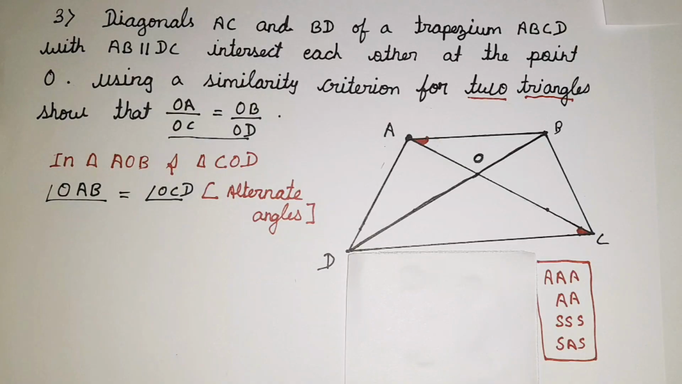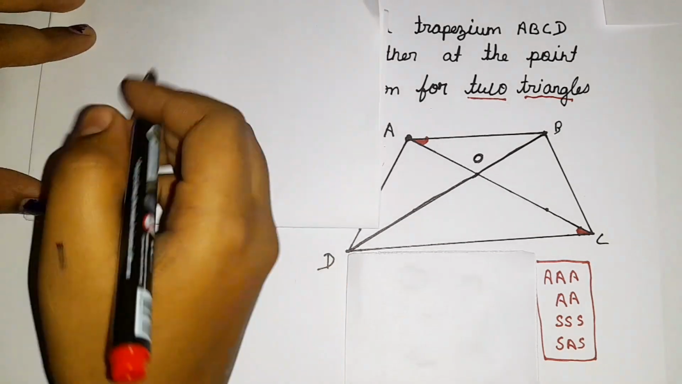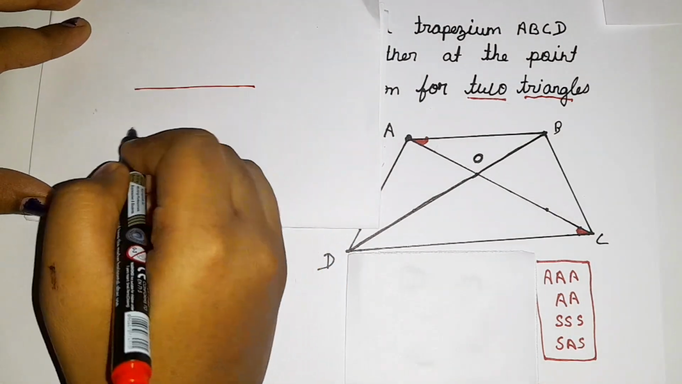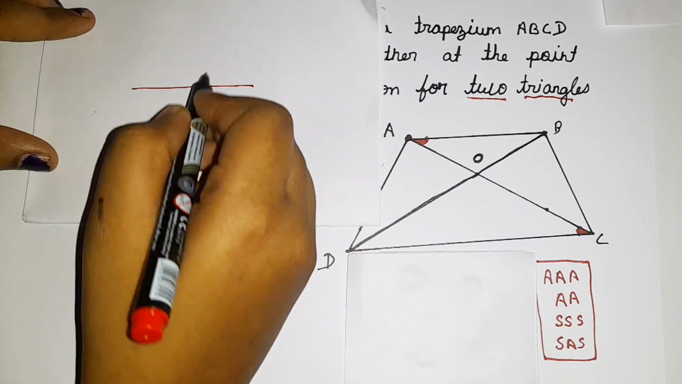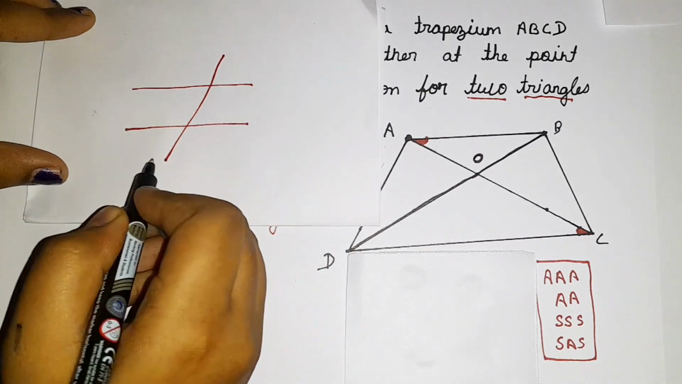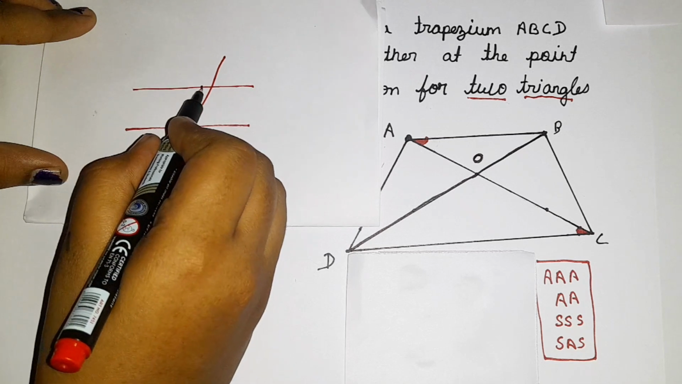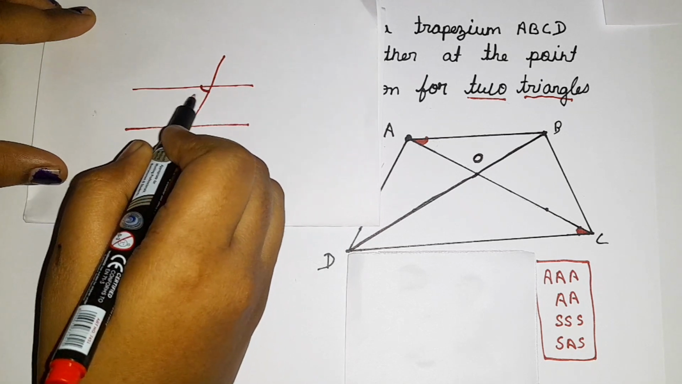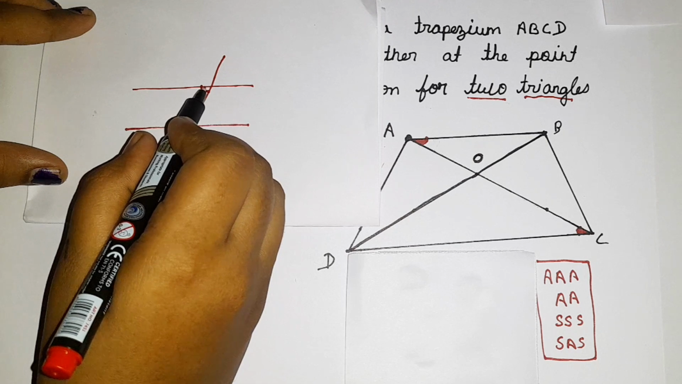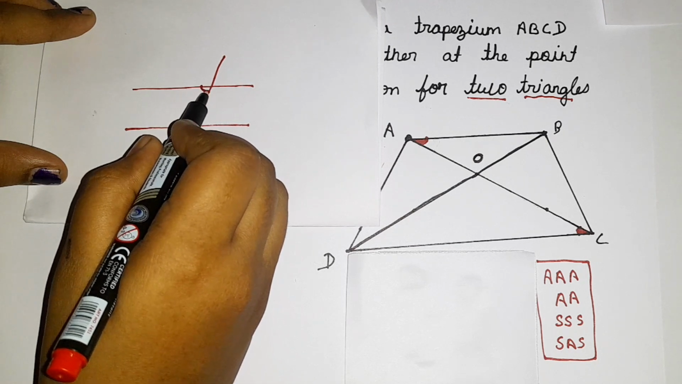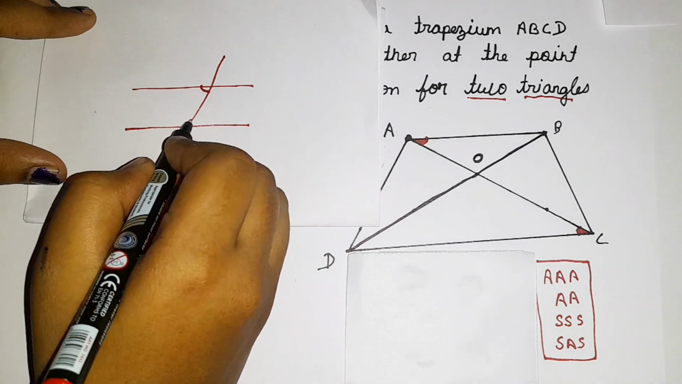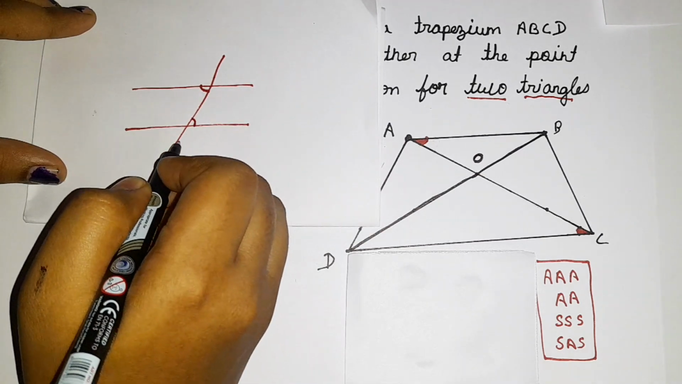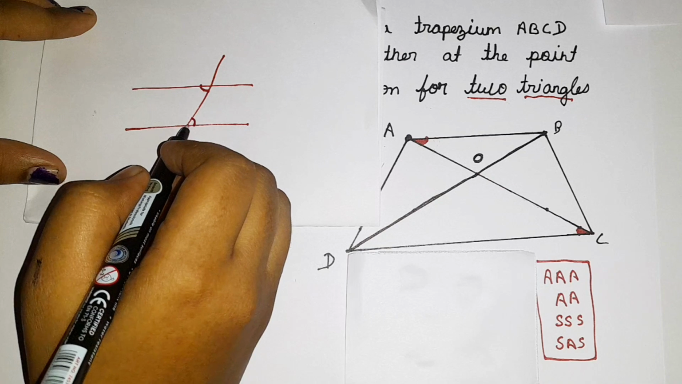Alright guys, now let us understand what alternate angles are. In case we have two lines like this, and a line is intersecting them like this, and you have an angle right over here, then what is the alternate angle of this particular angle? The alternate angle is this one. I hope you understood this.